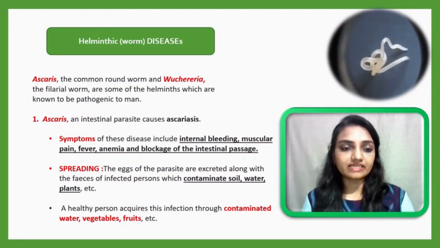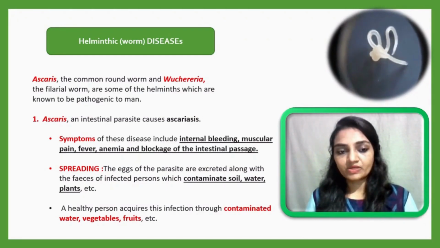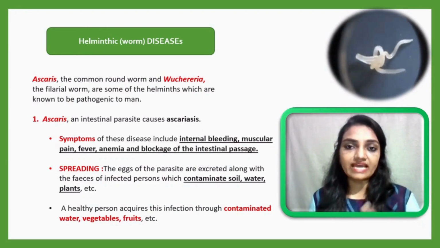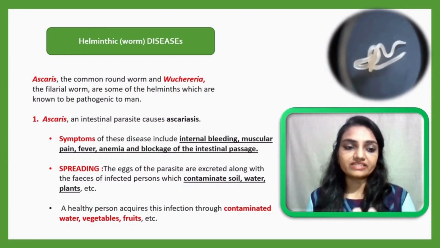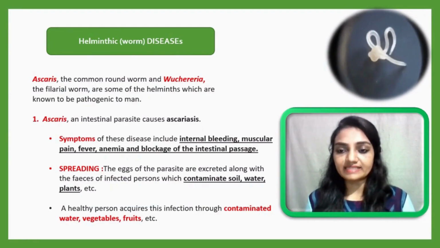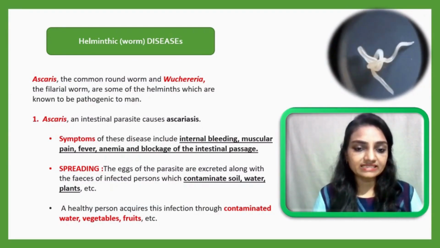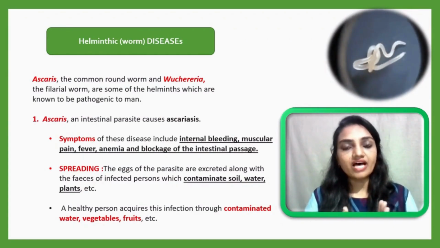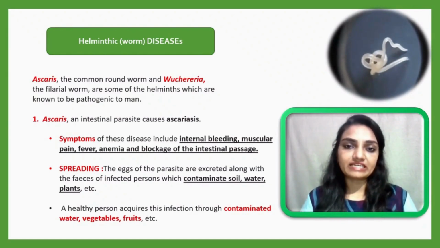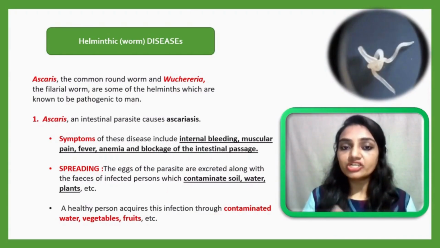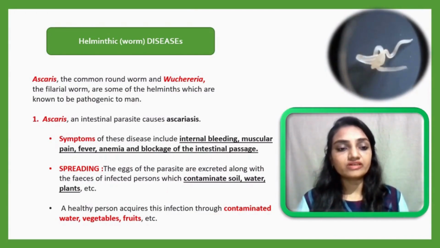Let me explain more about Ascaris. Ascaris is an intestinal parasite that causes ascariasis. Here the causative agent is Ascaris, and that's why the disease name is given after it: ascariasis. Symptoms of the disease include internal bleeding, muscular pain, fever, anemia, and blockage of the intestinal passage. The whole intestinal passage can be blocked due to the high number of such ascaris worms.